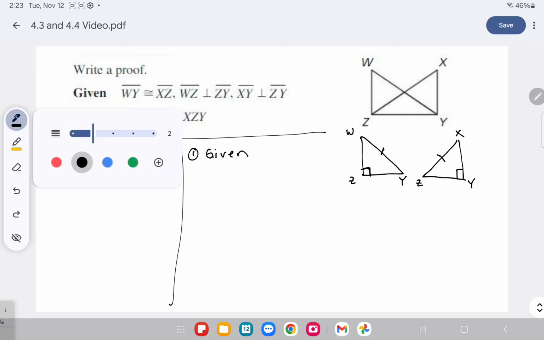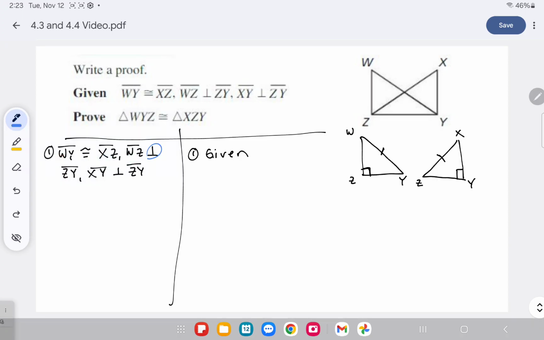Now, I marked those right angles, but I haven't actually said that they're right. So that needs to go in my proof. I can't just mark things in my picture. I also have to include it in the proof. So I can say that angle WZY and angle XYZ are right angles. And I can say that because it told us that they're perpendicular. So that's definition of perpendicular.